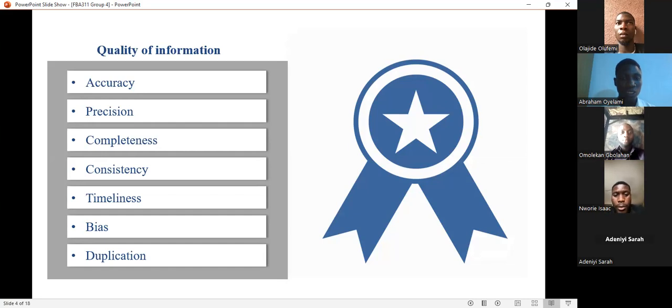As you can see on your screen, the quality of information includes accuracy and precision. Information must be precise. Completeness: information must be complete in order to ensure that our decision makers are making conclusions based on all known information. The method of preparing data or information must be consistent in order to ensure that decisions are made accordingly. Information must be provided in a timely manner so that decision makers will be able to make decisions on time and avoid losses.